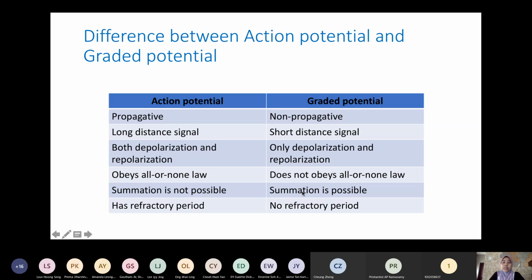Summation is not possible. Summation is possible. Summation occurs when there is a graded potential. So action potential, sub-threshold occur one. We have another one sub-threshold. We have another one sub-threshold. So these can accumulate and become what we call the summation potential. So that's why in the graded potential, summation is possible. Alright, this one has a refractory period and this one does not have a refractory period.